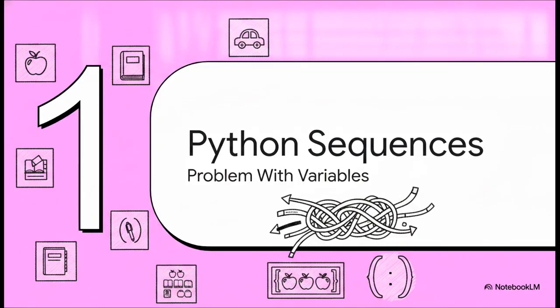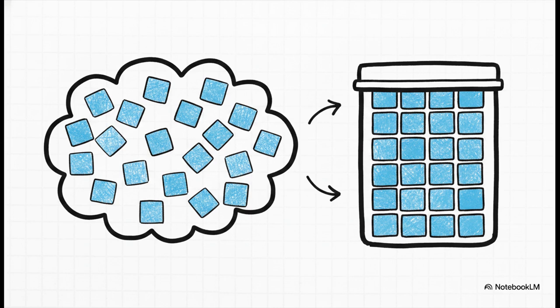Number 1, Python sequences and the problem with variables. To really appreciate why we need lists, I want you to imagine you need to store 5 student names. Without lists, you'd have to create a separate variable for every single one. Student 1 equals A, student 2 equals B, and so on. Now imagine doing that for 50,000 students. Creating one variable per value is messy, it's highly inefficient, and it is very un-Pythonic. We desperately need a unified container.